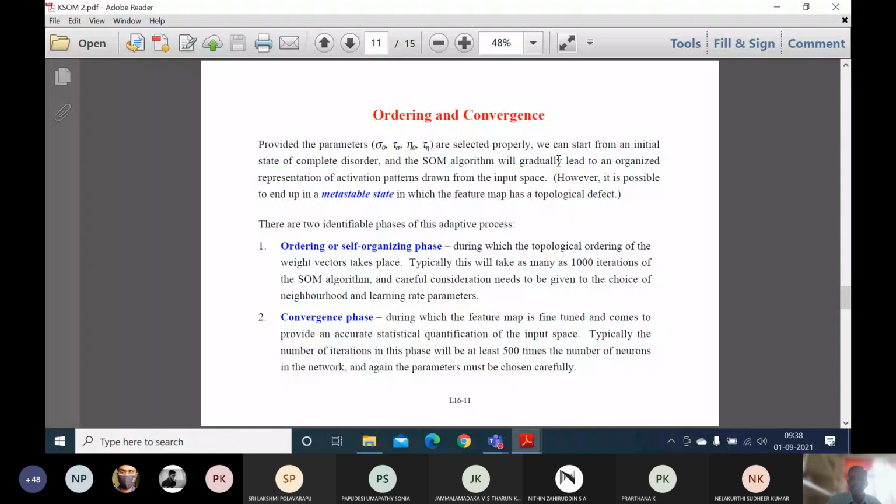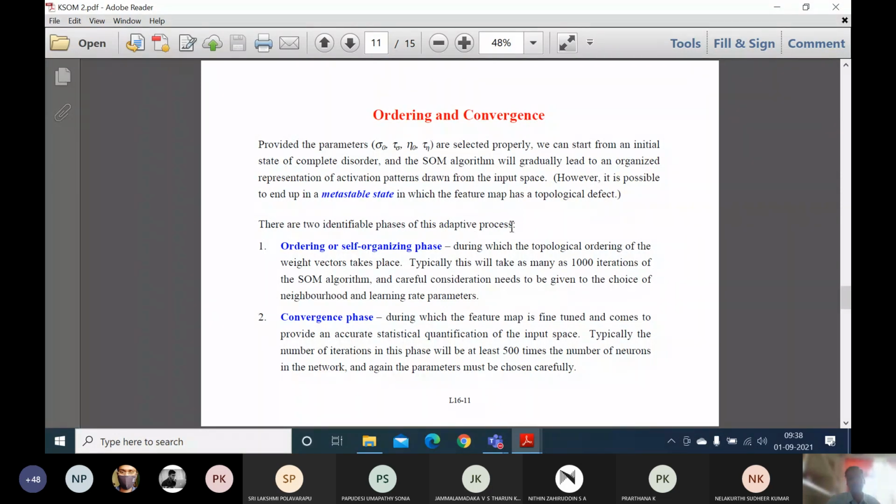So it will gradually lead to an organized representation of activation patterns drawn from the input space. There are two identifiable phases of this adaptive process. One is the ordering or self-organizing phase. The next one is convergence. When I complete my iterations, or when I need to stop my training process, that is my convergence phase.